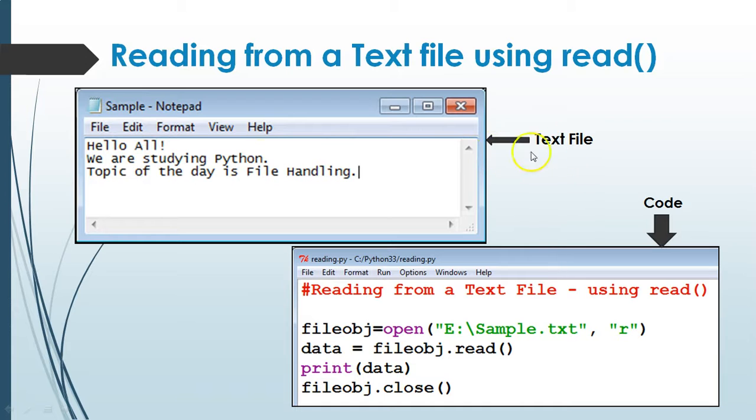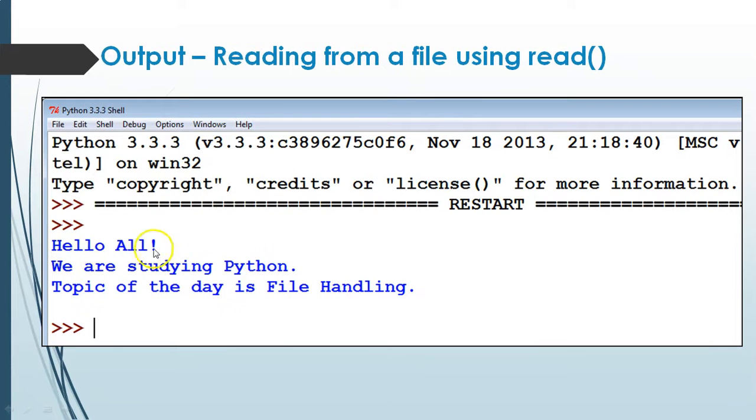Let us see. I have a text file called sample, and it has data like: hello all, we are studying Python, topic of the day is file handling. The code I wrote to access this file: a file object opening a file in my E drive called sample.txt in reading mode, and the same handle is attached to the read function, and the output of the read function, which is the entire data, is stored in the variable called data. I printed the variable data, and then I closed the file. Let's see what output it produces.